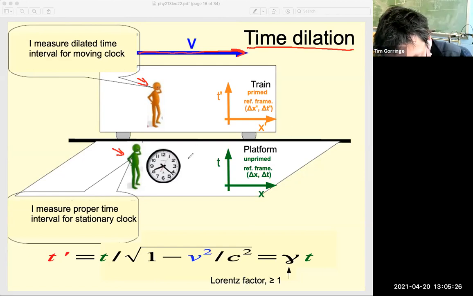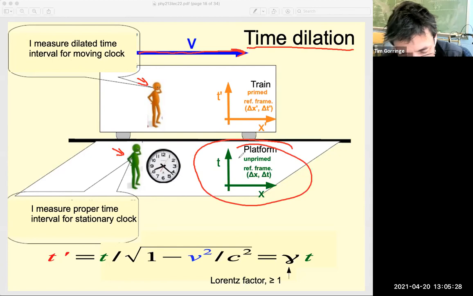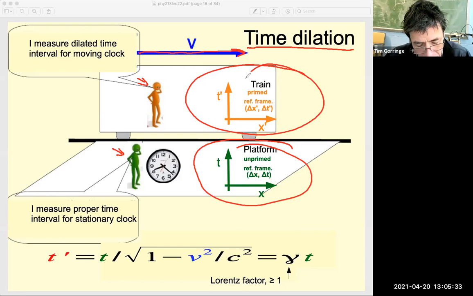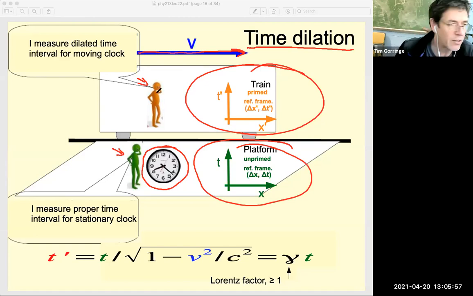And the observer on the platform has their reference frame. It's an unprimed reference frame. The observer on the train has their reference frame. It's the primed reference frame. And they're both looking at the clock that's on the platform. Now, the observer on the platform sees the clock is at rest. The observer on the train sees the clock is in motion.